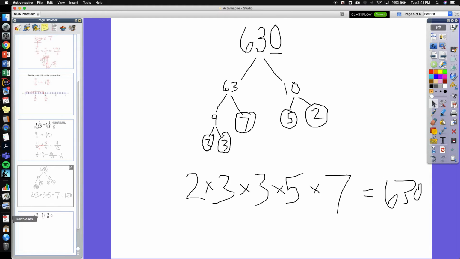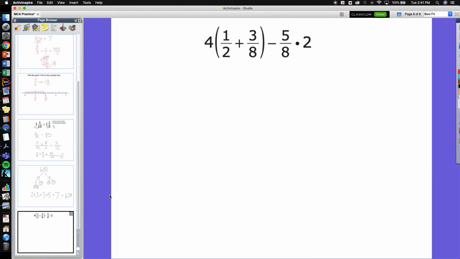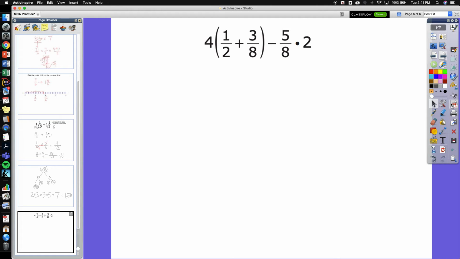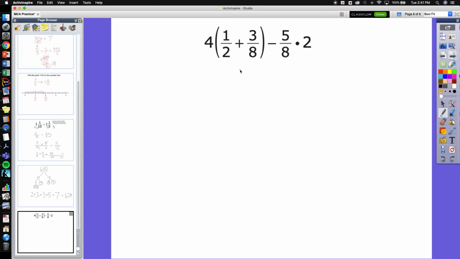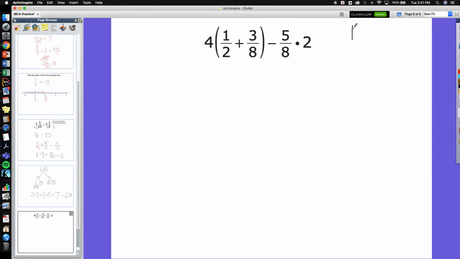All right. And the last one. We have a lot going on here, so I'm going to break this down into a few different steps because we know we have to follow PEMDAS. All right. So the first part of PEMDAS here, the parentheses and exponents. We don't have any exponents, but we do have parentheses. So I'm going to solve that part first.